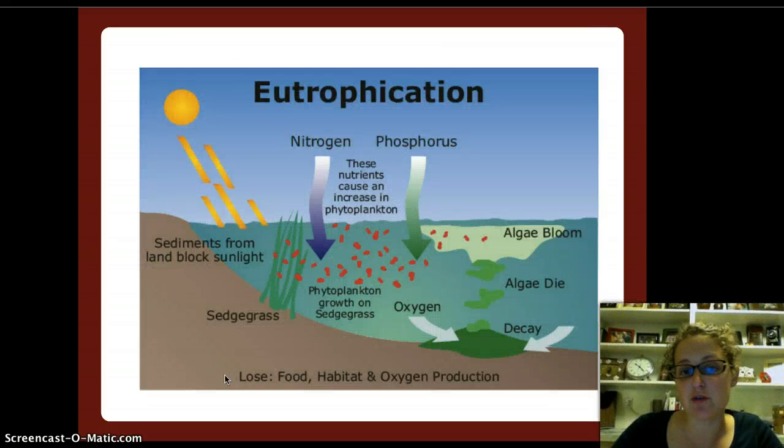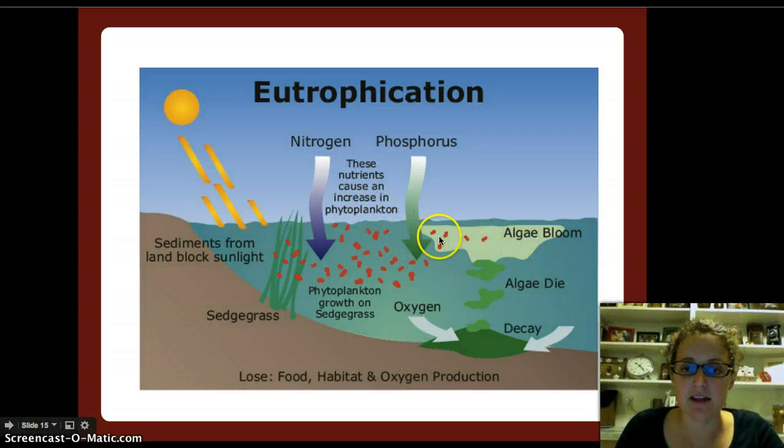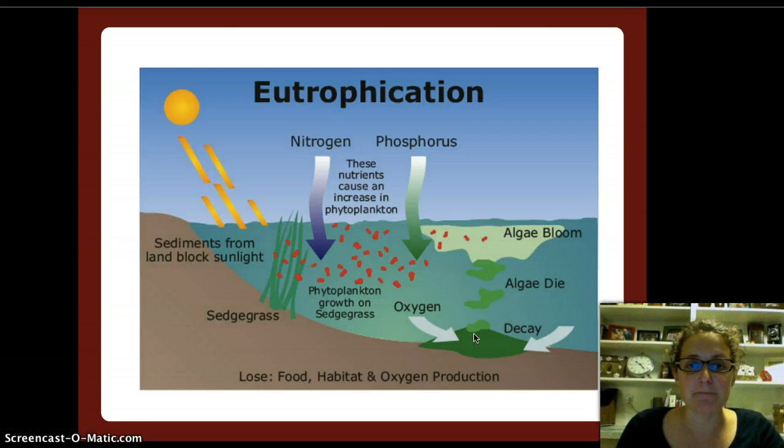Here's a better picture of eutrophication if you're interested, just to help keep track of it. You've got this big algae bloom. As the algae die off and they decay, that basically sucks the oxygen out of the habitat.